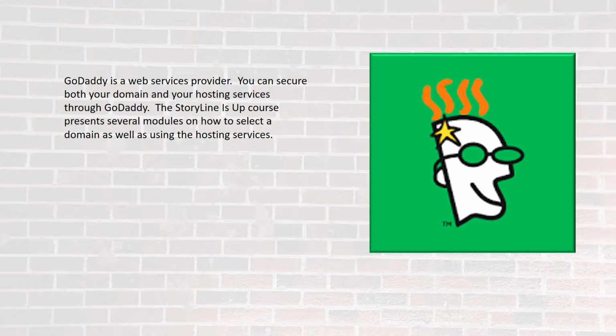GoDaddy is a web services provider. You can secure both your domain and your hosting services through GoDaddy. The Storyline is Up course presents several modules on how to select a domain as well as using the hosting services.